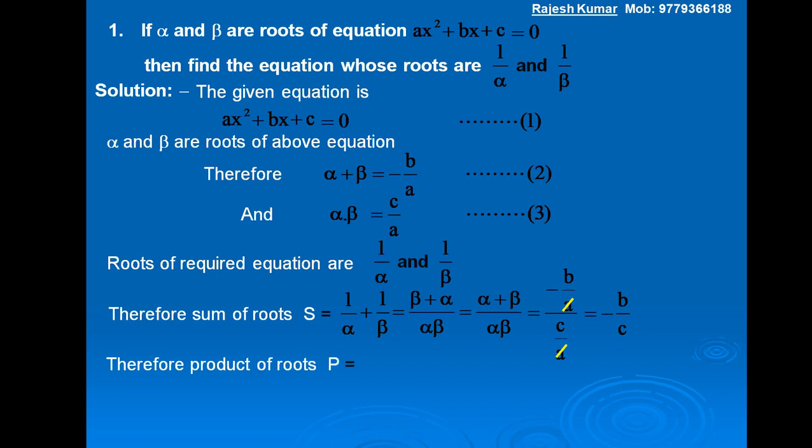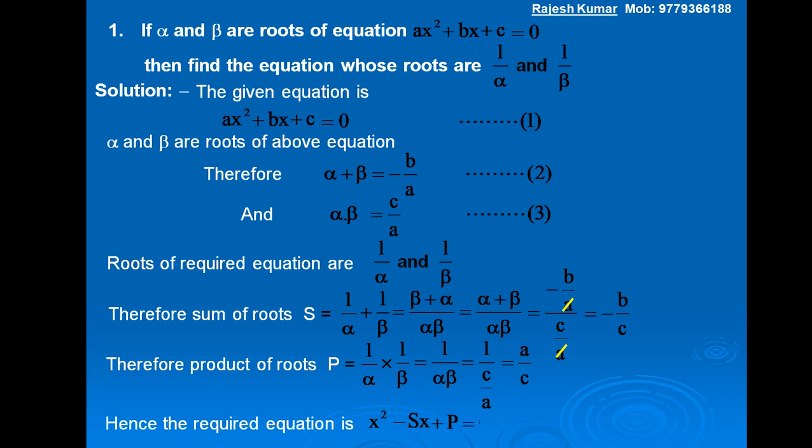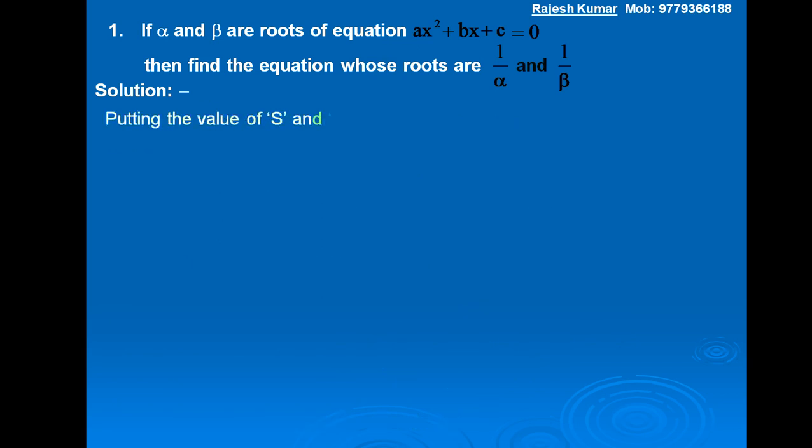Now the product of the roots p is equal to 1 upon alpha into 1 upon beta, or it is equal to 1 upon alpha into beta. Putting the value of alpha into beta, we get 1 upon c upon a, which is equal to a upon c. So we get the sum of roots s and the product of the roots p. Hence the required equation is x square minus sx plus p is equal to 0.